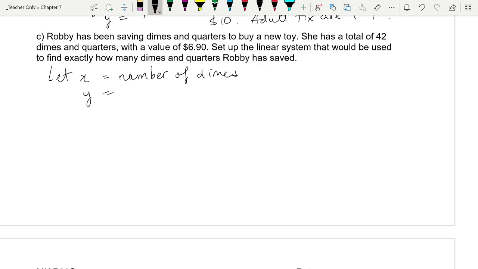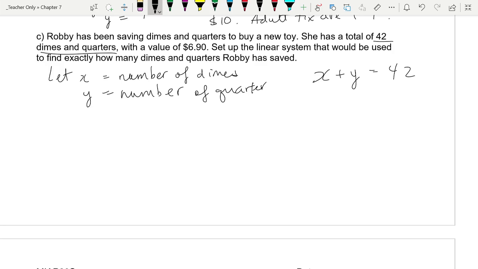And I'm going to let Y equal the number of quarters. The easy equation is the first piece of information. She has 42 of both. I don't know how much of each she has, but I know when I add them together, I get 42 coins, right? That one's how many coins.